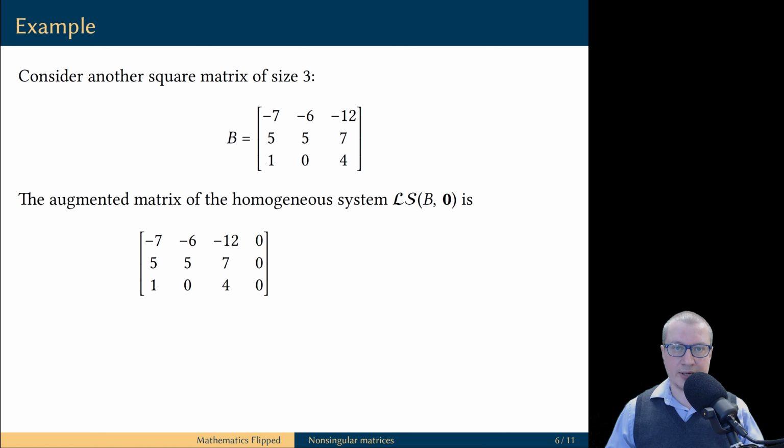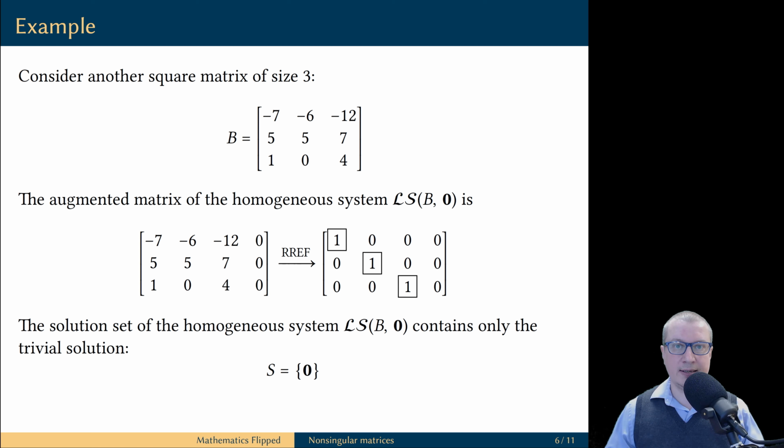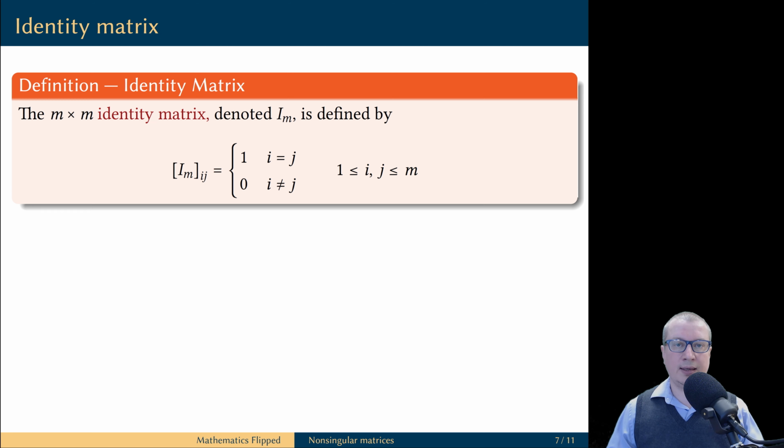Let's look at another example of a square matrix of size 3. We also construct the corresponding homogeneous linear system, we look at the augmented matrix, we reduce the augmented matrix, and now we see that this linear system has only the trivial solution. By our definition, this means the matrix is a non-singular matrix.